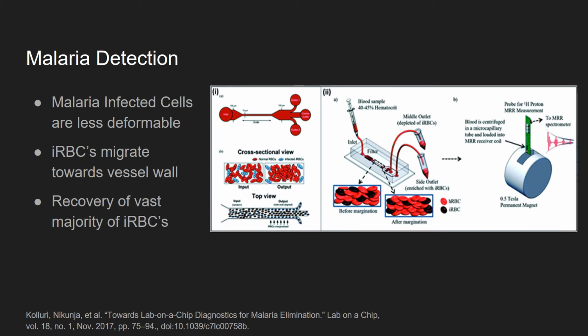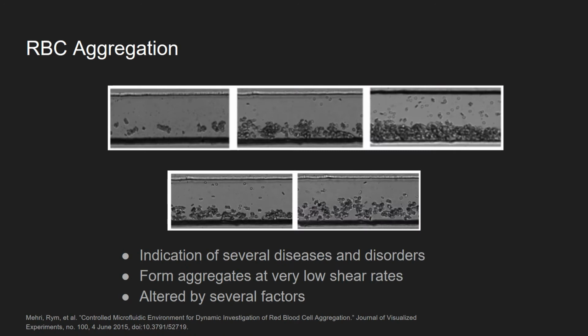Measuring cell deformability can be used for disease diagnosis. The microfluidic device shown on the right separates malaria-infected cells from regular healthy red blood cells. In general, malaria cells are more stiff than healthy red blood cells. Due to the margination effect in the channel, infected RBCs migrated toward the vessel wall, while healthy RBCs stayed in the center. The authors report 75% recovery of early-stage infected RBCs and 90% recovery of late-stage infected RBCs.